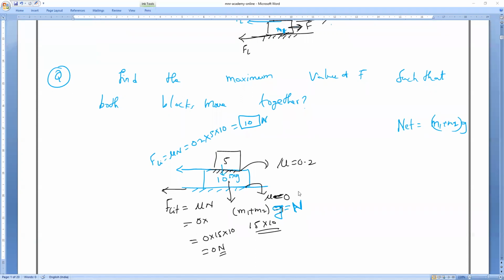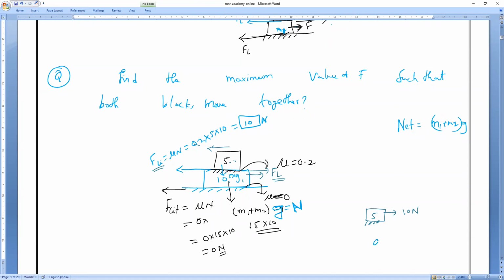Now first draw the free body diagram for the 5 kg mass. As we know, if this body moves in the forward direction, this body will move in the backward direction. The limiting friction exerted by the first body on the second body will act in this direction. That is F limiting. F limiting is equal to how much? 10 newtons. This is exerted by the first body on the second body, and the second body exerts the opposite on the first body, which is also 10 newtons.